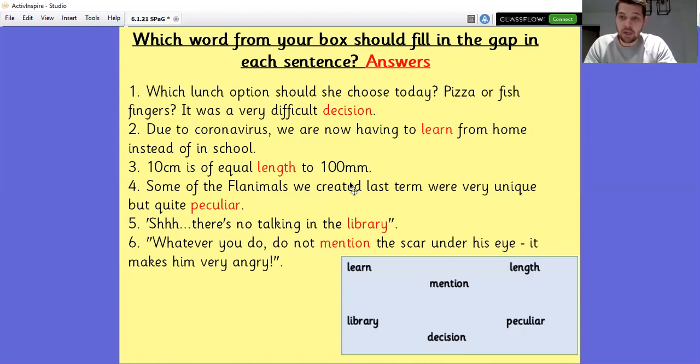Shh, there's no talking in the library. And whatever you do, do not mention the scar under his eye. It makes him very angry.